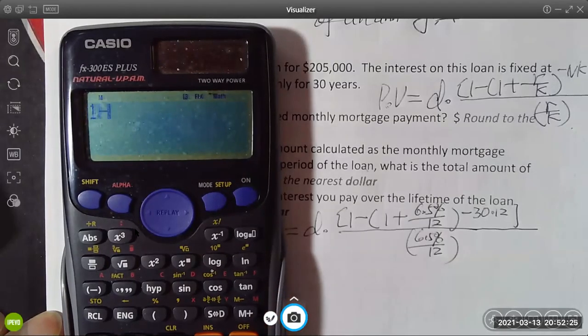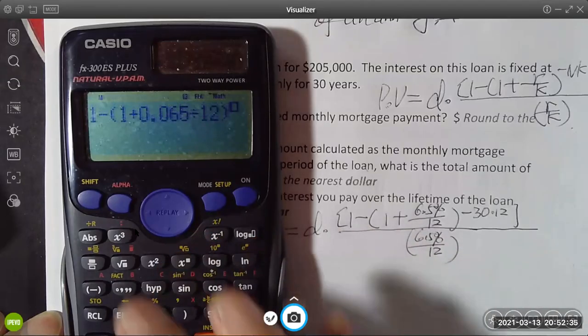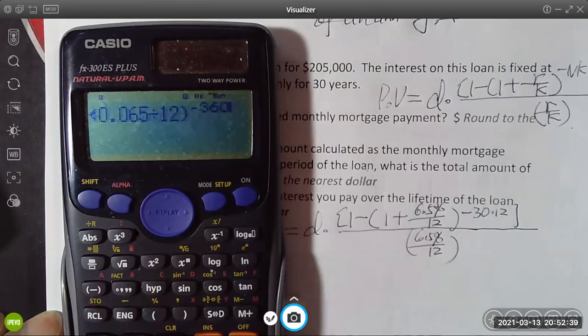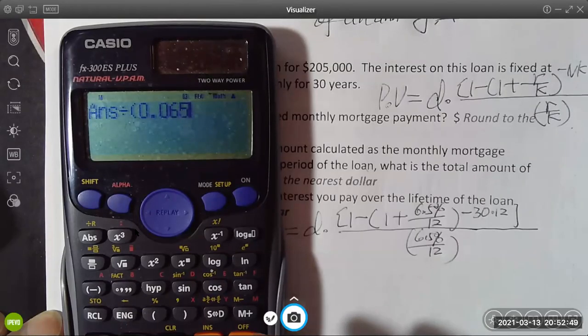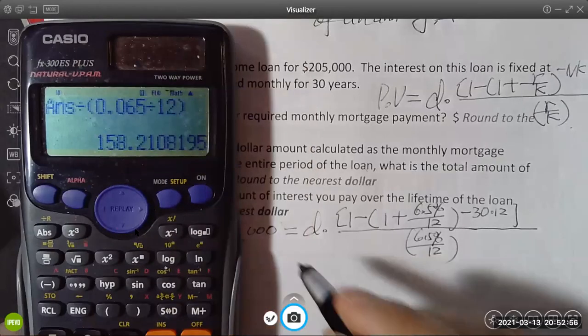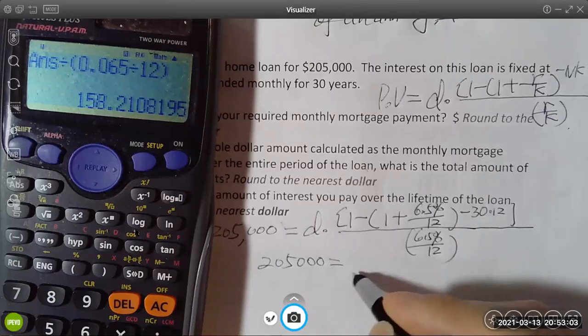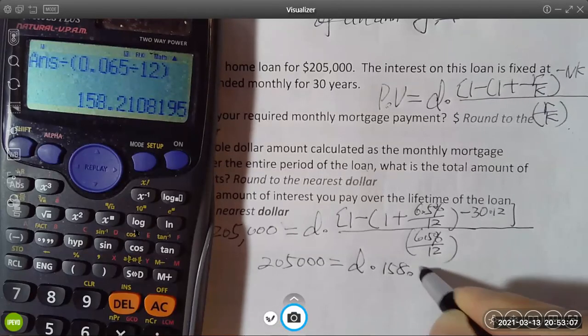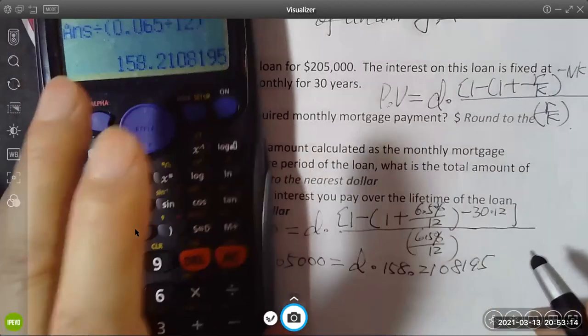So let's look at it. 1 minus parentheses 1 plus 0.065 over 12, close parentheses, to the power of negative 360. Equals. This number is always a positive number below 1. Then divide by parentheses 0.065 over 12, close it, equals. This is the number we're going to copy. So we got 205,000 on the left-hand side equals D times this number, 158.2108195. Copy the whole thing.